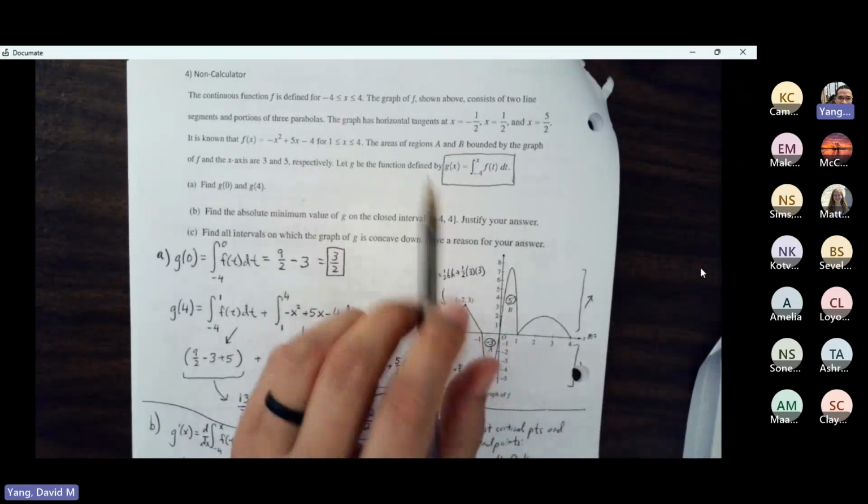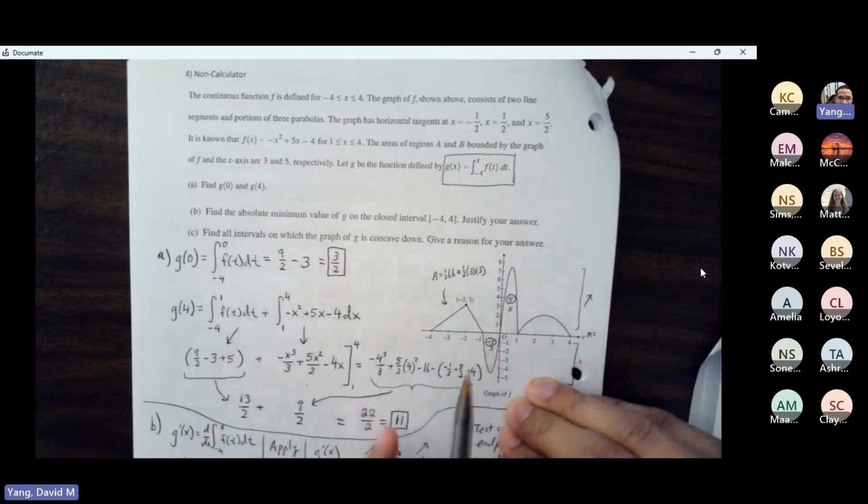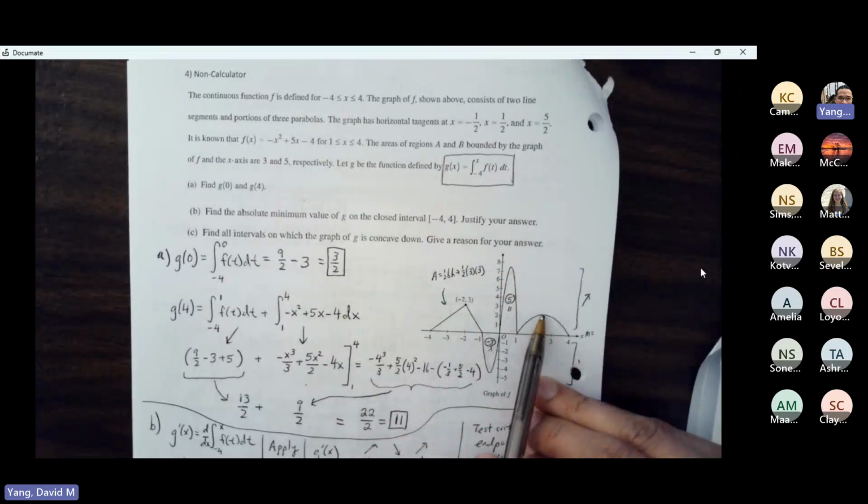The graph has a horizontal tangent at negative 1/2, 1/2, and 5/2. So it just tells us that there's a slope of 0 at negative 1/2, there's also a slope of 0 at 1/2, and there's also a slope of 0 at 2.5.